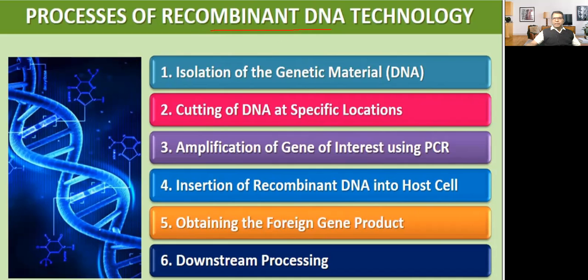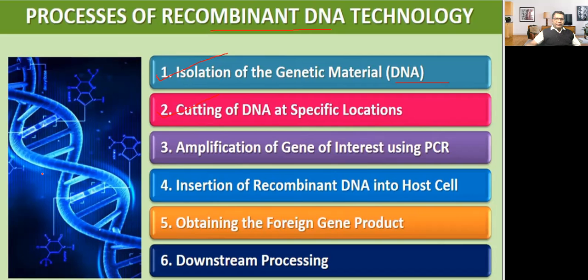And the first step is isolation of genetic material, that is DNA. Second is cutting of DNA at specific locations. Cutting, because DNA is a very large molecule. It is very difficult to handle. Therefore, we have to cut it into small pieces at specific locations. So this is the second step.